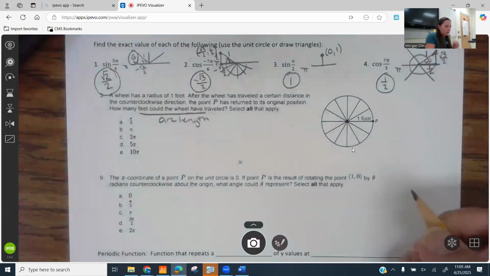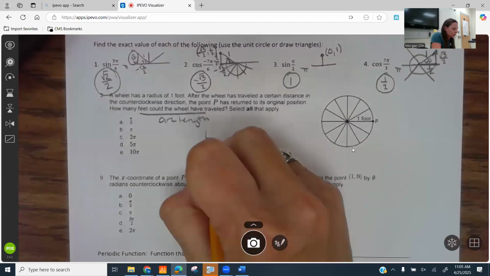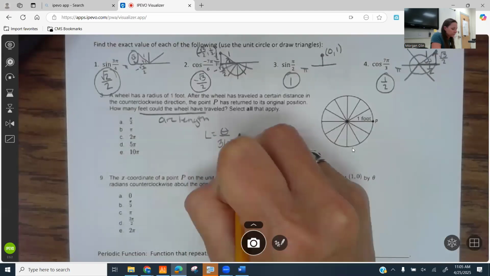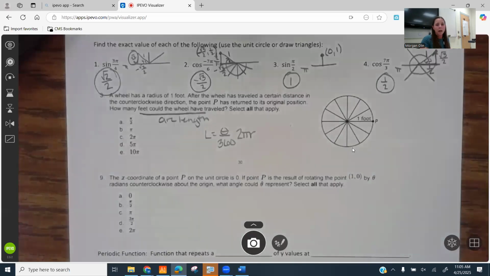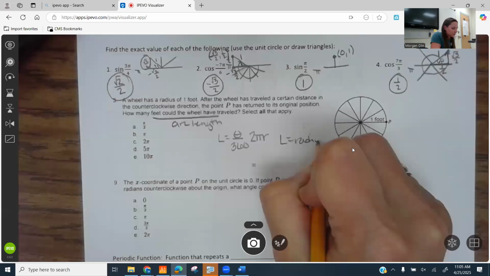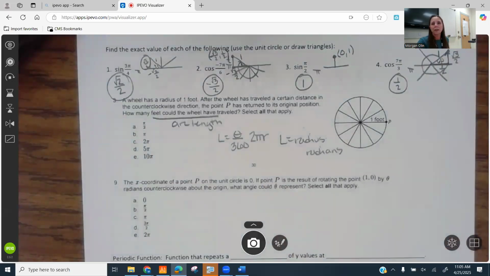Okay, well here, feet it travels, we're talking about arc length. Now here you can do arc length 2 different ways. We have learned it theta over 360 times 2 pi r, and we have learned that it's the radius times the radians. Okay, so I want you to think about this for a second.